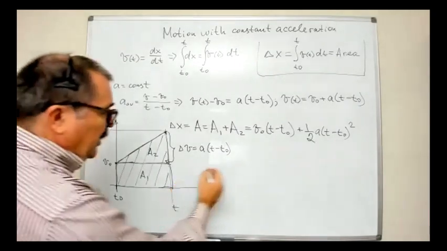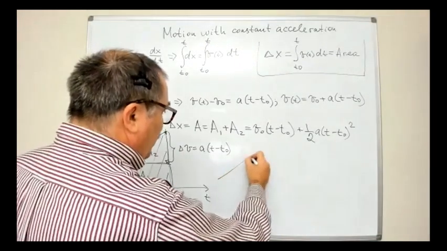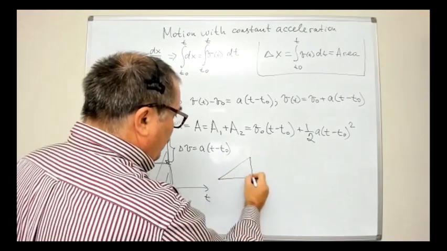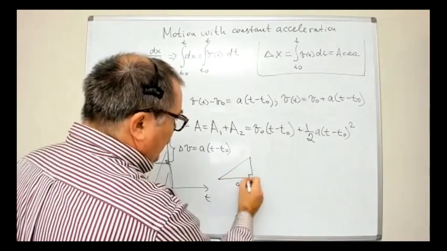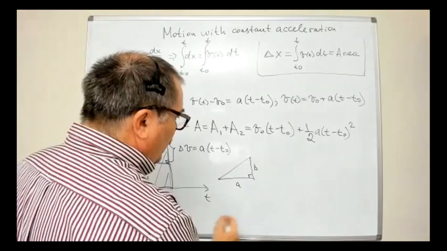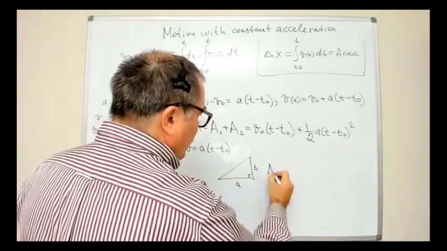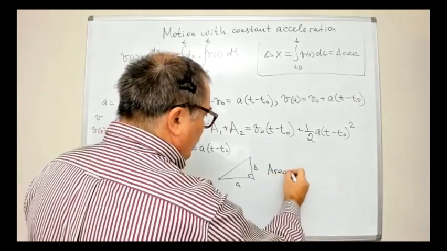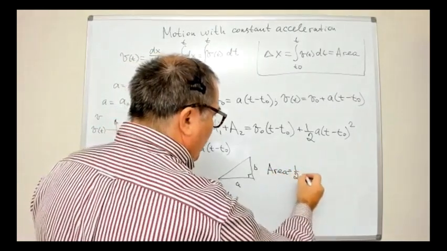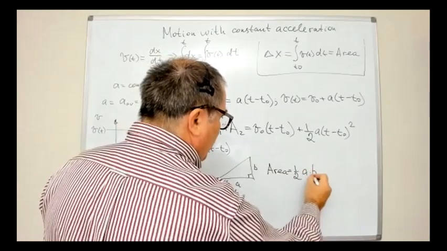Okay, so here I'm using the following: let's say you have a right angle triangle, this is A, this is B. Then the area of this right angle triangle is 1/2 A times B, right?